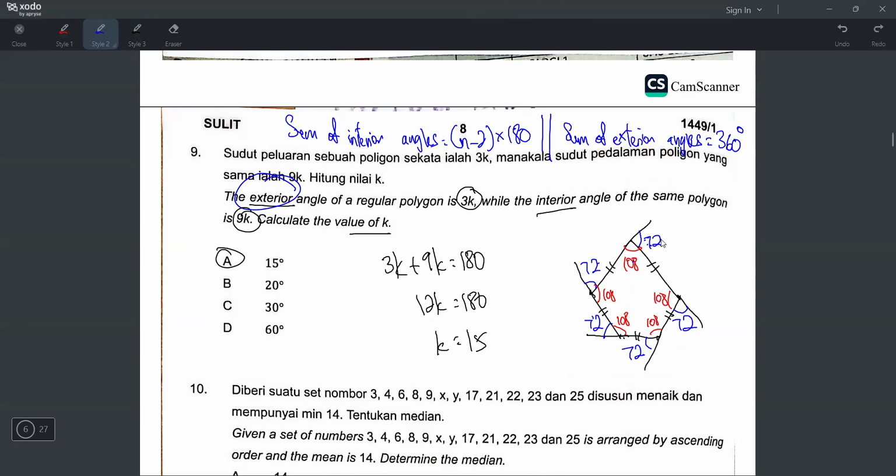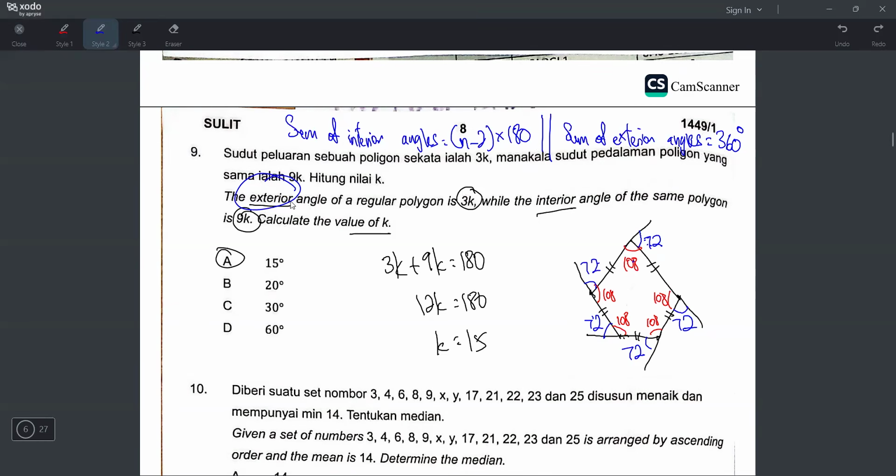Okay, and if you don't believe me, you can take 72 plus 72 plus 72, five times, which is 72 times 5, and you will get 360. Okay, so yeah, like that. But of course, we don't need to know this in order to do this question, but still it's important to know also, so I mention it to you.